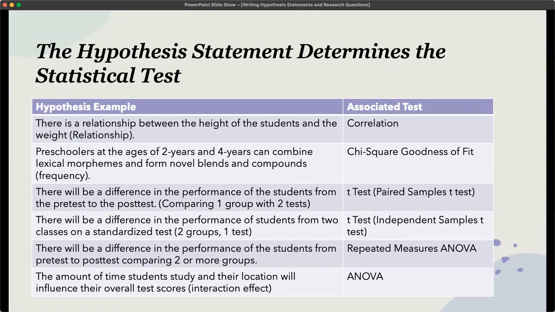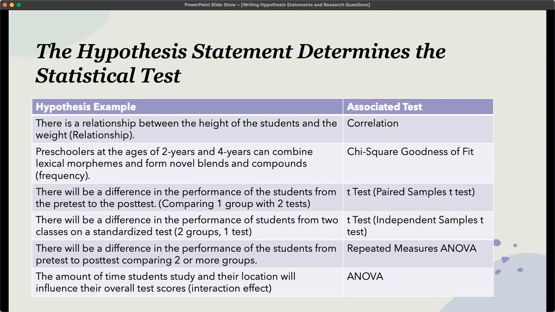Another example: there will be a difference in the performance of students from pre-test to post-test. So this is comparing two groups or one group with two tests. We've got the exact same students doing two different tests, and we're going to pair them. I'm going to cover exactly which t-test to use again in another video. This is a paired samples t-test.